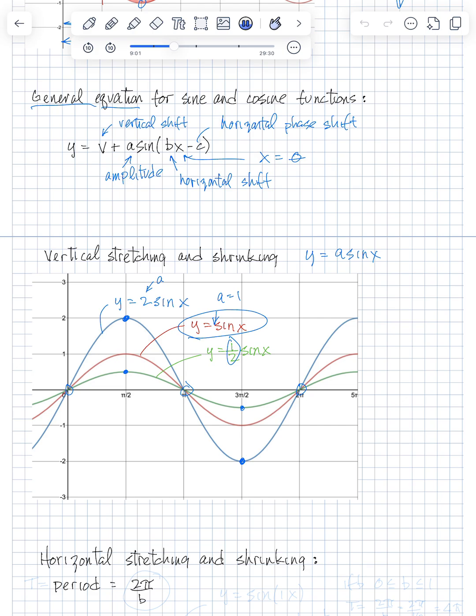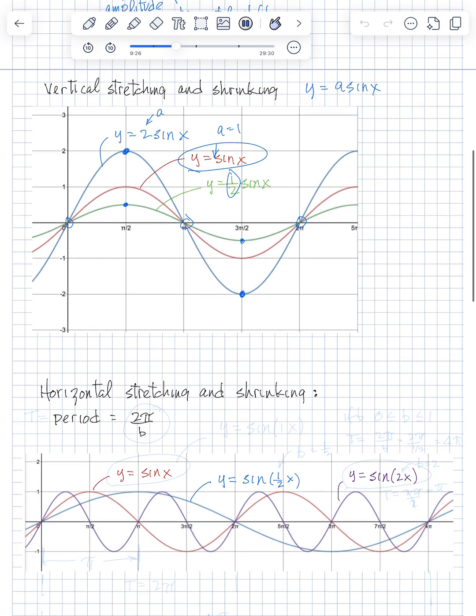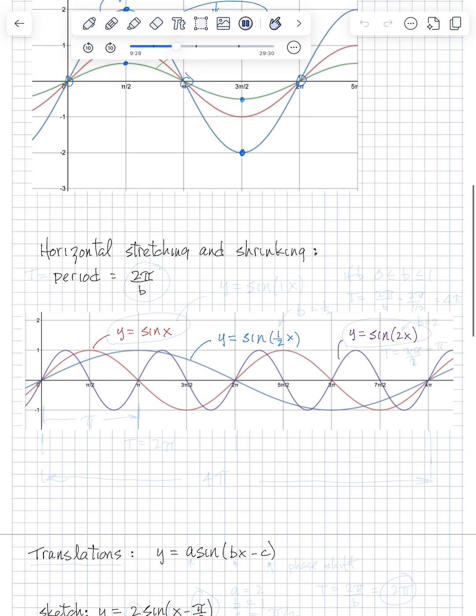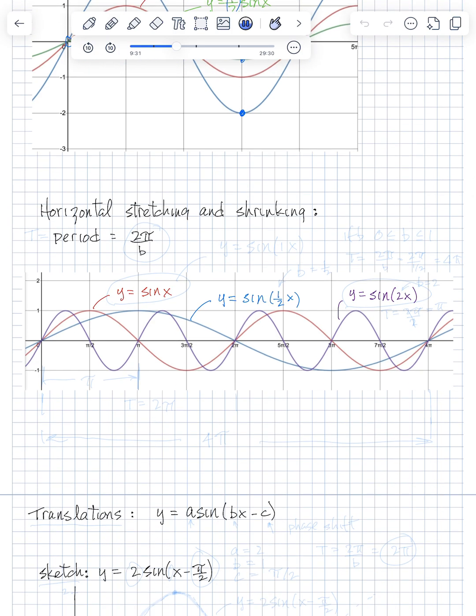So vertical stretching and shrinking, what that means is you are stretching it away from the x-axis in the case of A greater than 1, or you're shrinking it towards the x-axis when A is less than 1. Okay, so that's it for vertical stretching and shrinking. Let's look at the horizontal stretching and shrinking. So here we have to identify the period. We said earlier that the period is 2 pi.